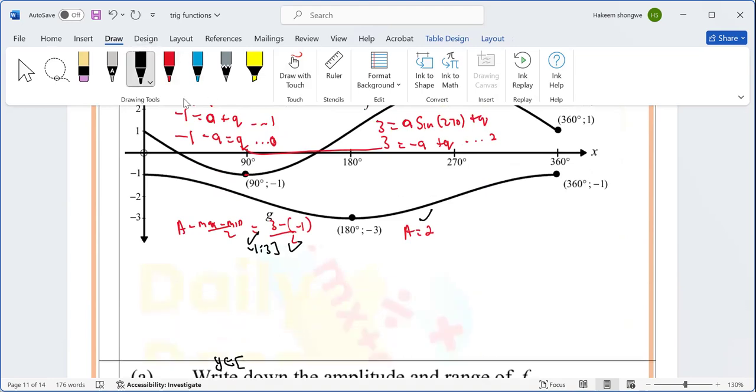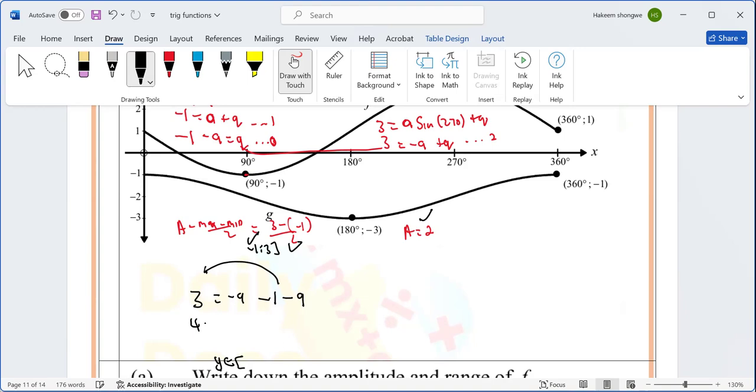Let's check what you get if you do this then. You're going to have 3, which is going to be equal to minus A. But instead of Q, what are we going to put? We're going to put minus 1 minus A. Take this one to this other side. You have 4, which is going to be equal to minus minus, it gives us minus 2A. Divide by minus 2, divide by minus 2. A is going to be equal to what?